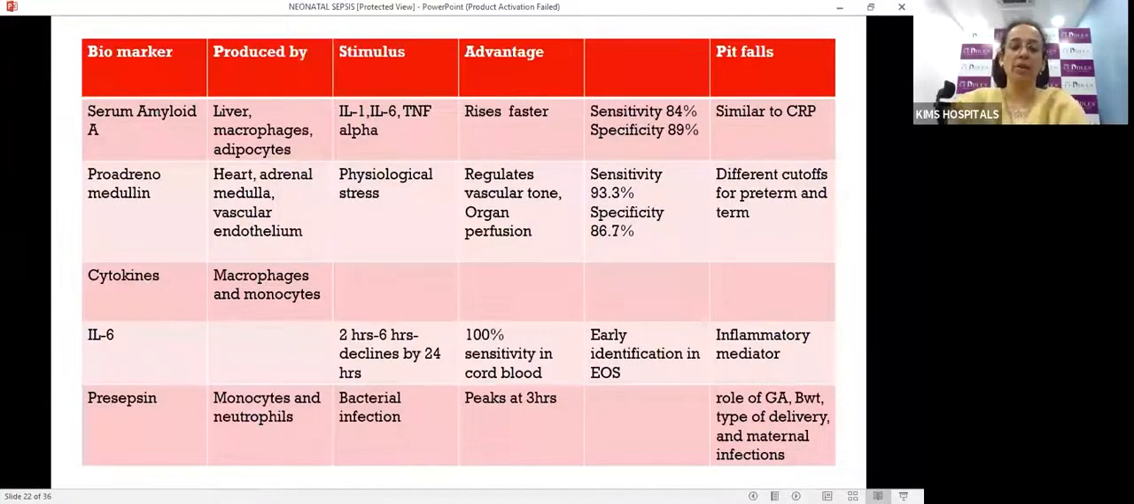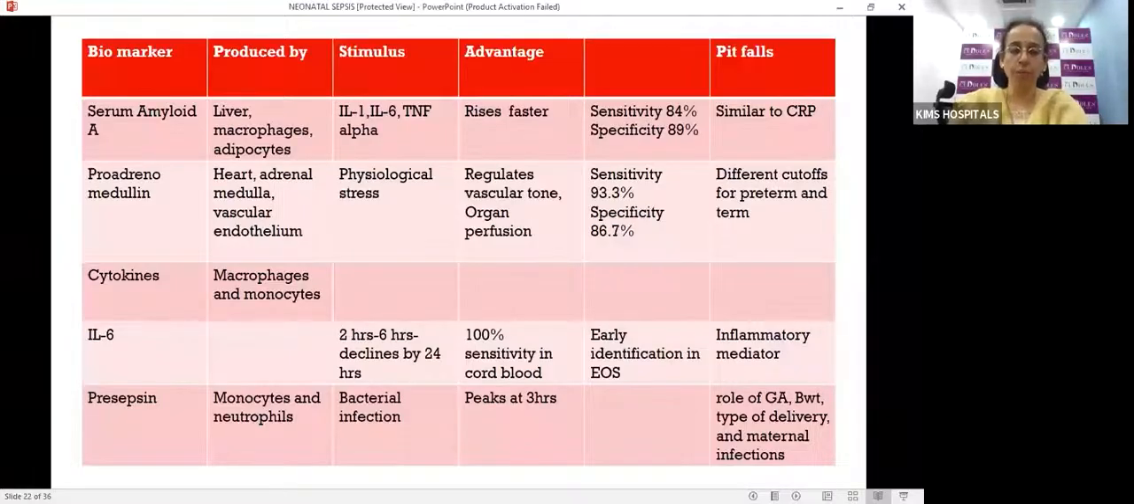Coming to various other factors which were tested in the diagnosis of neonatal sepsis, we can see serum amyloid A, which is produced by liver macrophages and adipocytes, and it is also produced in response to the same stimuli as CRP. It also rises faster with a higher sensitivity and specificity, the pitfalls being similar to the CRP. The other one is proadrenomedulin, which is produced by heart, adrenal medulla and vascular endothelium. The stimulus being physiological stress, it regulates the vascular tone and organ perfusion. That is the role of proadrenomedulin. Sensitivity of this is also high, but it has different cutoffs for preterm and term, making it cumbersome to remember.